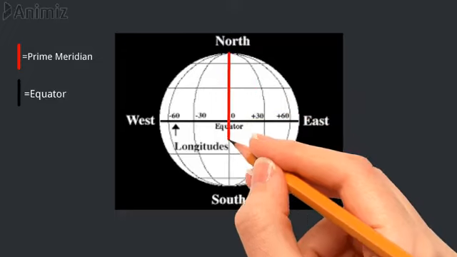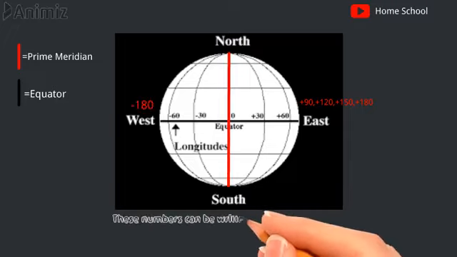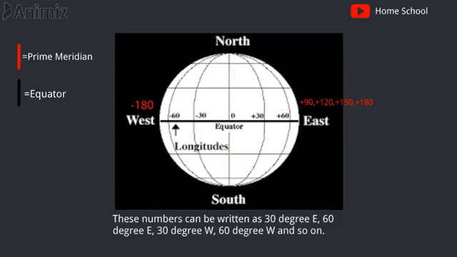Starting from the prime meridian as 0 degree, the numbers increase towards the western side and the eastern side as 30 degree, 60 degree, 90 degree, 120 degree, 150 degree, and end at 180 degree. Remember that the numbers from 0 degree to the eastern side are positive up to 180 degree, and the numbers from 0 degree to the western side are negative up to 180 degree. So, these numbers can also be written as 30 degree east, 60 degree east, 30 degree west, 60 degree west, and so on.